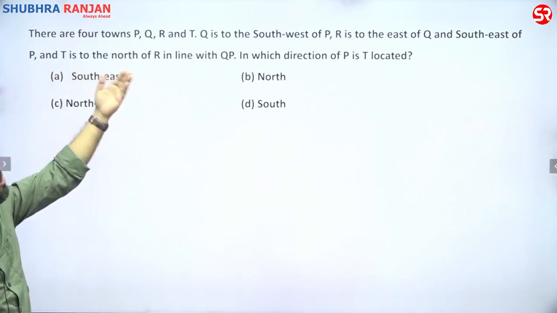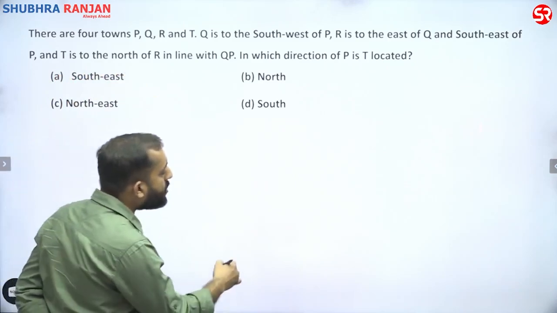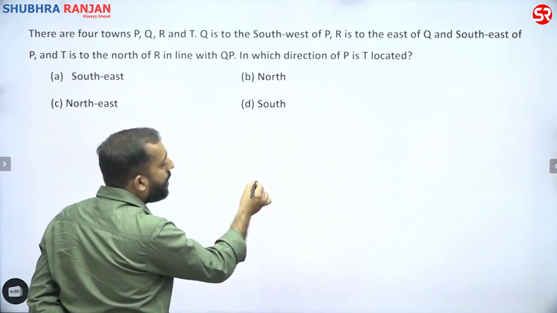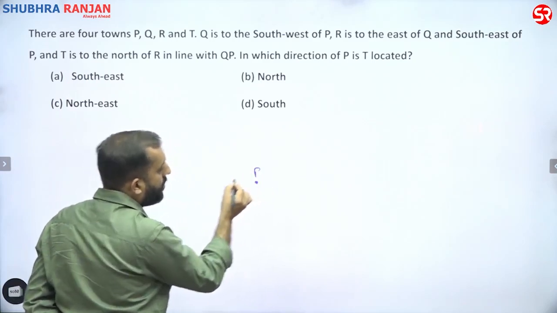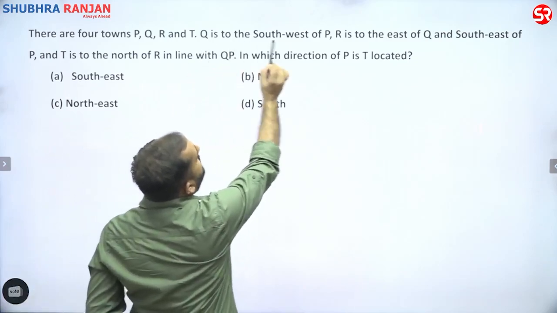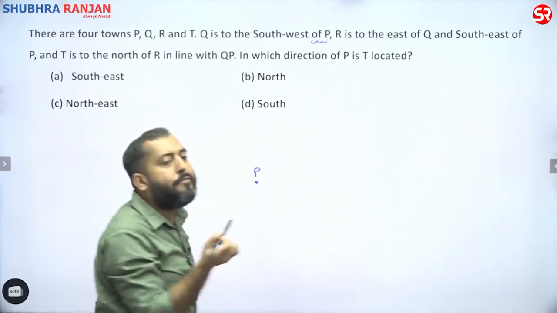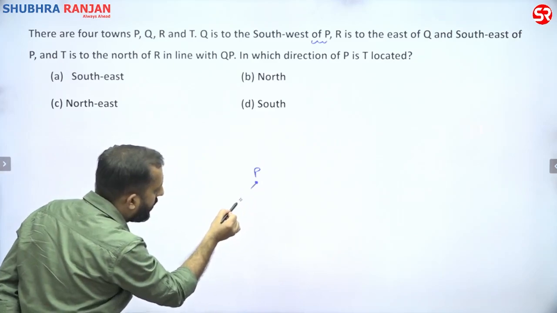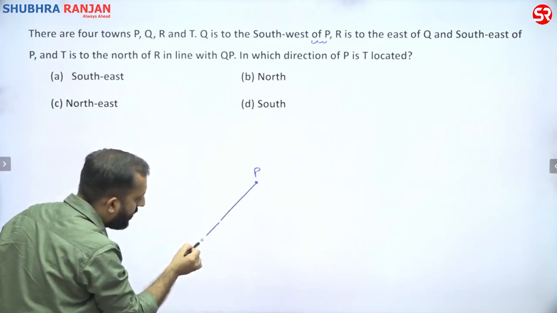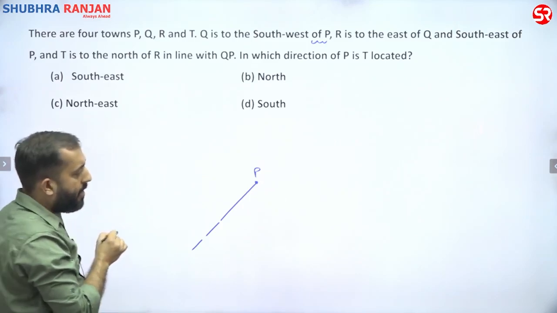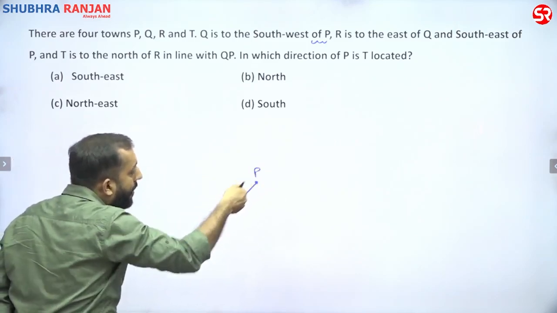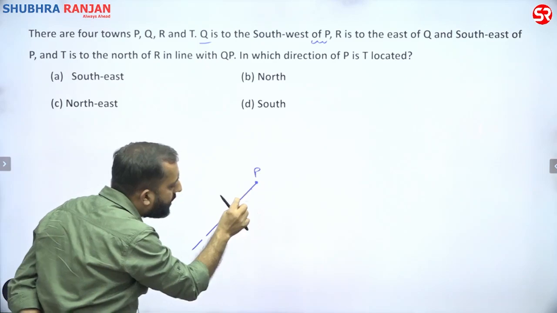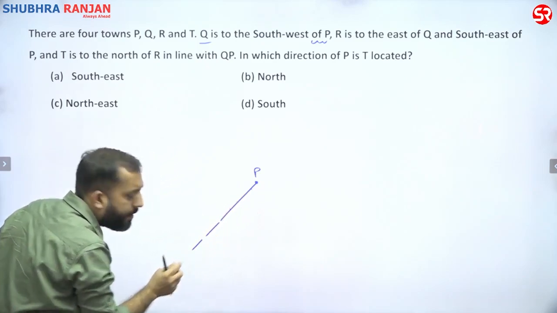Q is to the southwest of P. So we are going to draw P first, because Q is to the southwest of P. So our reference point is point P. So southwest of P is this line, right? So on this line, point Q will lie. It can lie over here also, it can lie here also, it can lie anywhere.